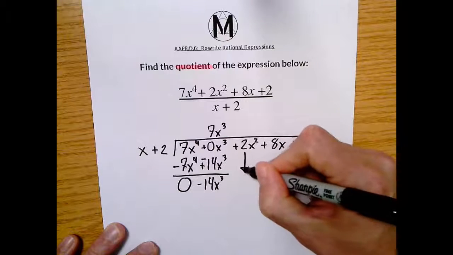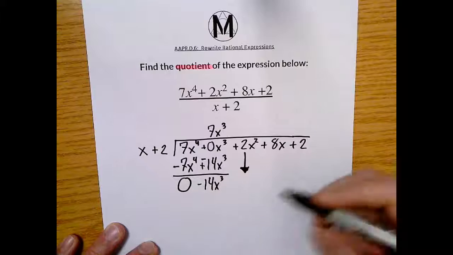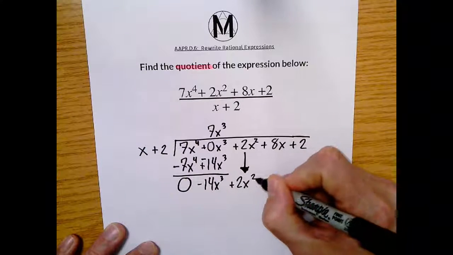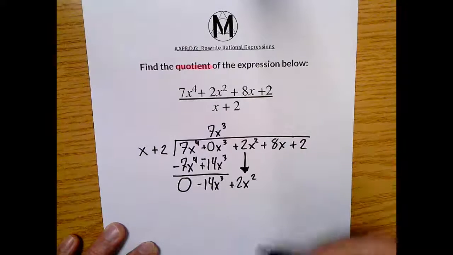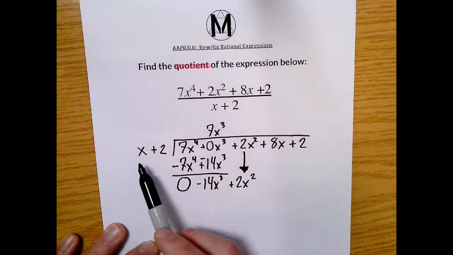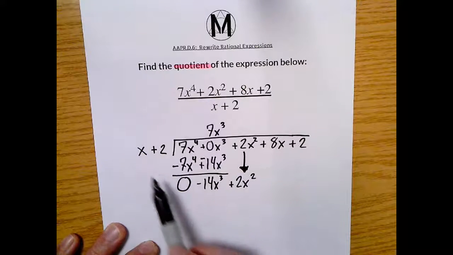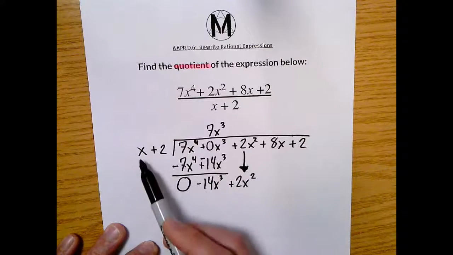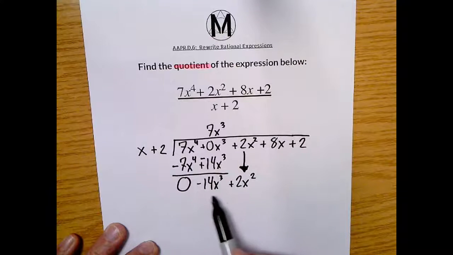Probably the easiest step of the process. You just have to draw an arrow and rewrite the term, 2x squared. Okay, so now we start the pattern over again. We just ask the question: what does this x have to be multiplied to become a negative 14x cubed? What does this x multiply to be negative 14x cubed?